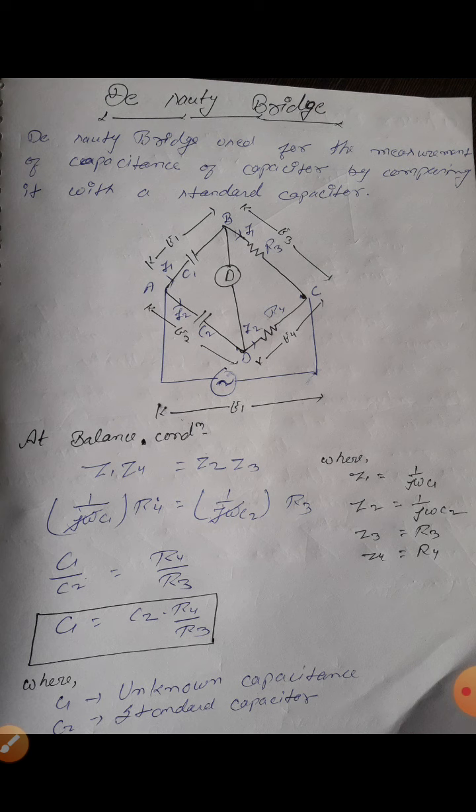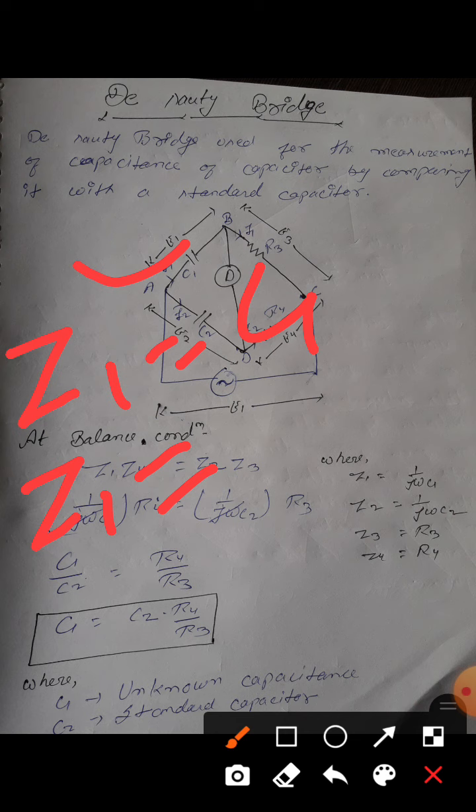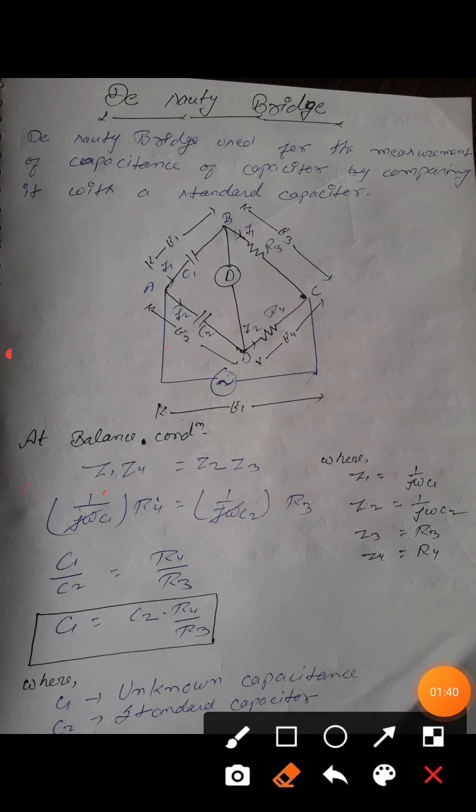At balance condition, we get the equation Z1 Z4 equal to Z2 upon Z3. Branch AB has the impedance Z1, which is equal to that of C1, so finally we get the value of Z1 as 1 upon j omega C1. And branch AD has capacitor C2, so similarly we get the impedance 1 upon j omega C2. I write all the impedance values here.